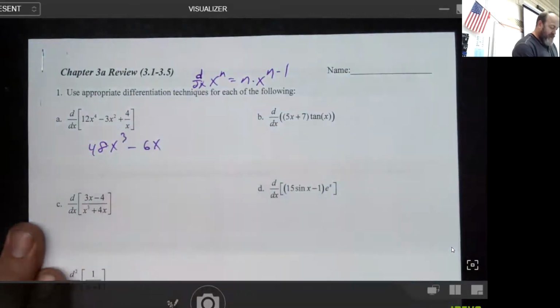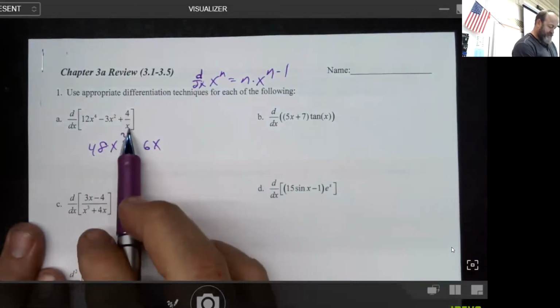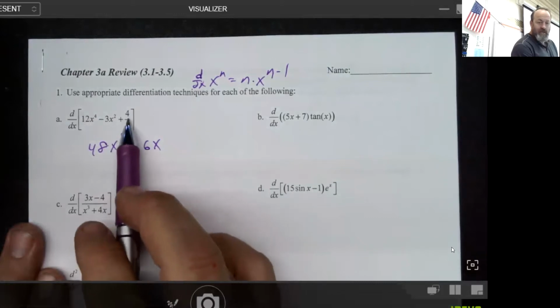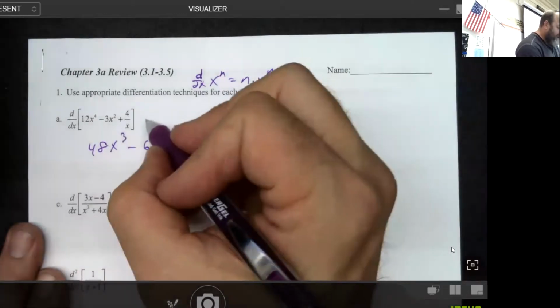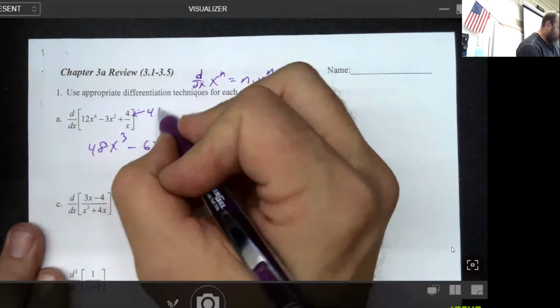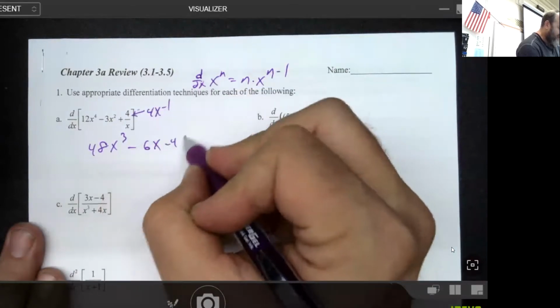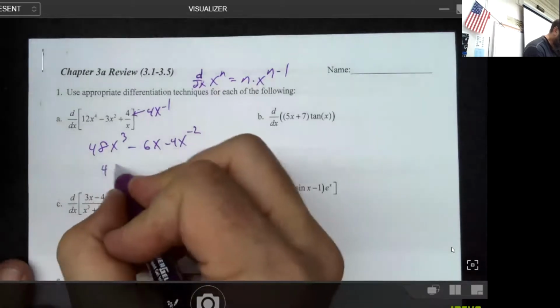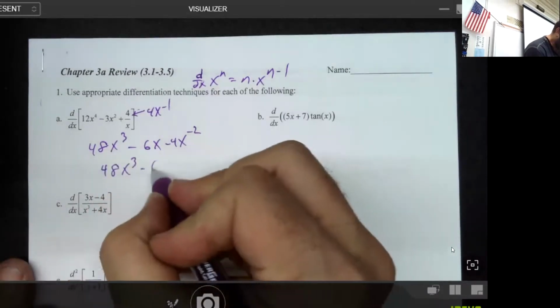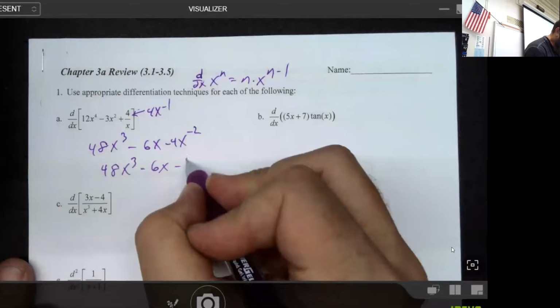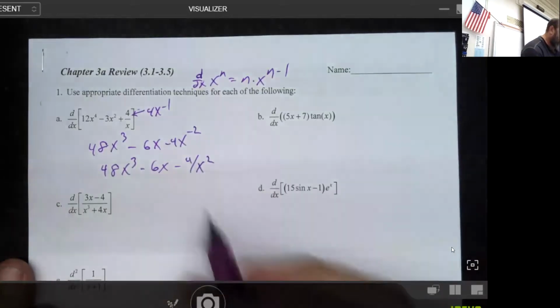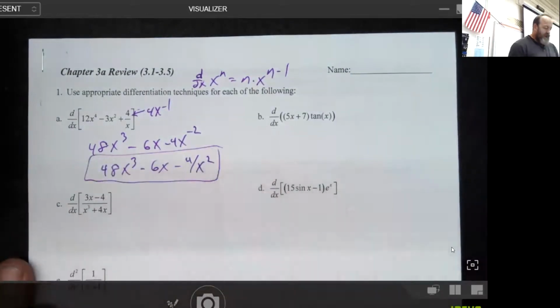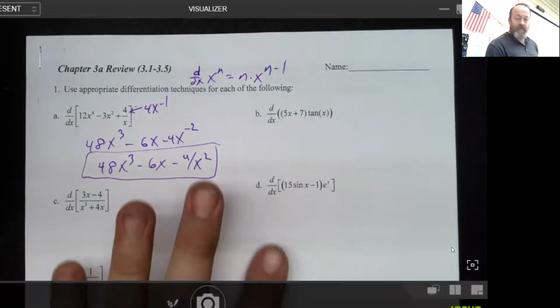And again, instead of thinking about this as 4 over x, which would lead us into a quotient rule, I think I'm going to think of this part as 4x to the minus 1. So that would be minus 4x to the minus 2, which is actually a completely legitimate answer. Or possibly a slightly better answer would be to make it 48x cubed minus 6x minus 4 over x squared.